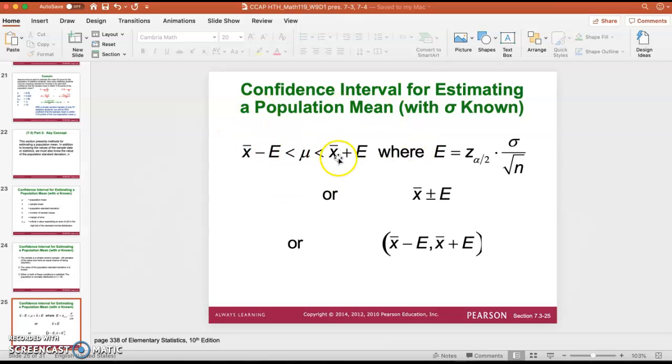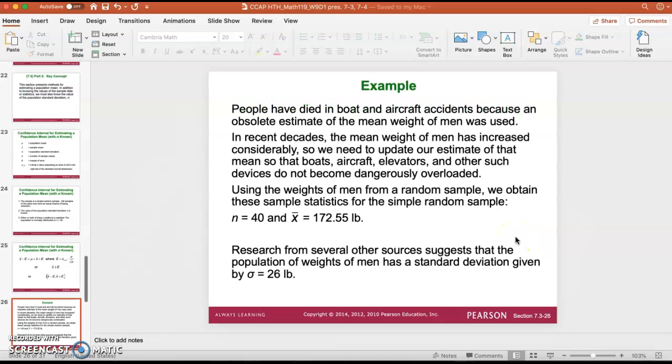Now, plugging everything in for the formula is just about the same, just this time our margin of error is using a z critical value instead, times that standard error, where we've got the population standard deviation divided by the square root of n. And you can use either that inequality notation or this parentheses notation. Both are totally fine.